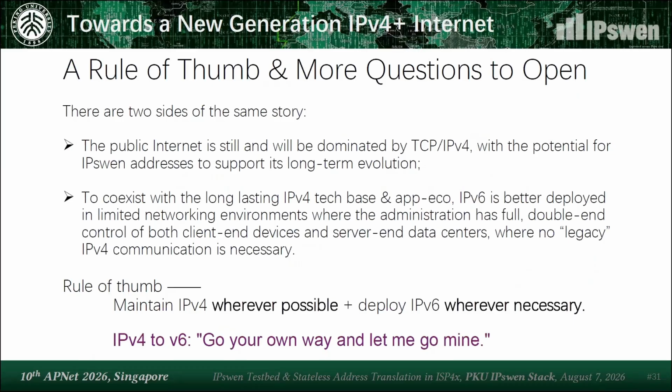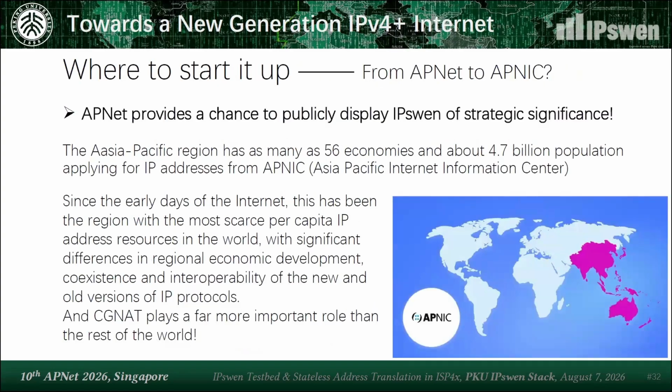So we have a rule of thumb: where you have IPv4, you can maintain it or extend it. And when everything is new, you have to deploy something from scratch. IPv6 is a choice. And so where to start it off?